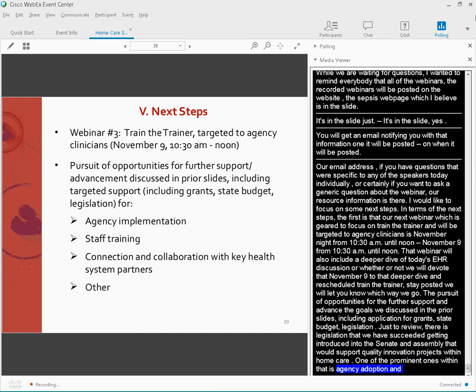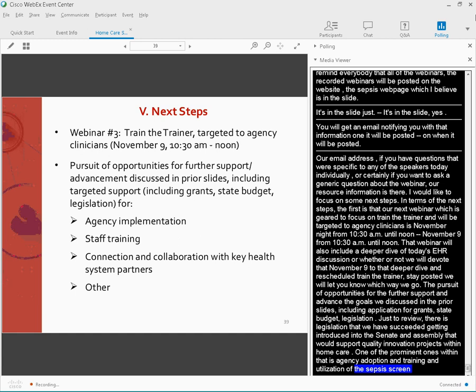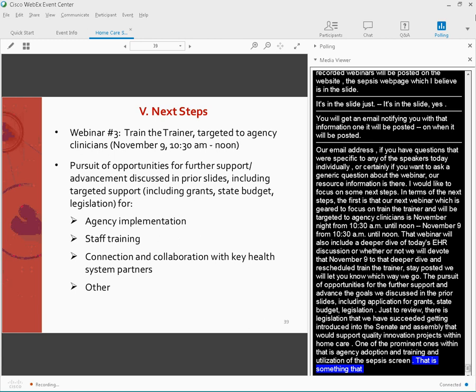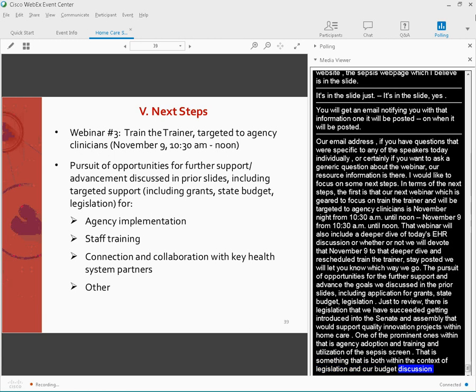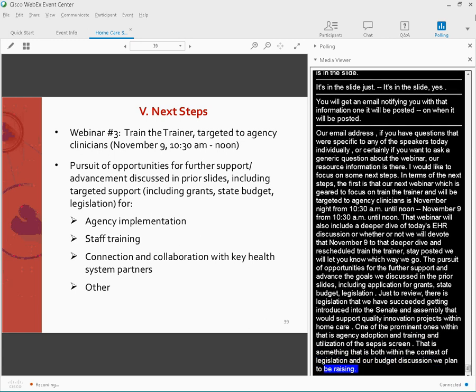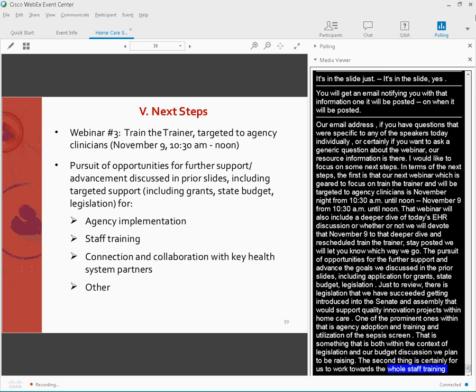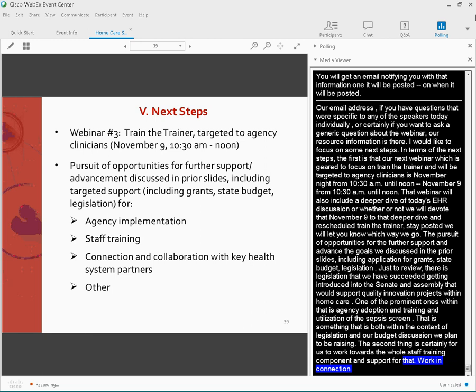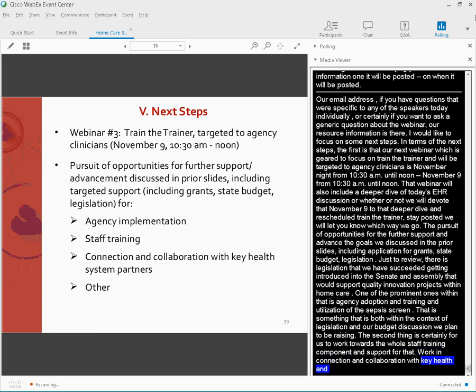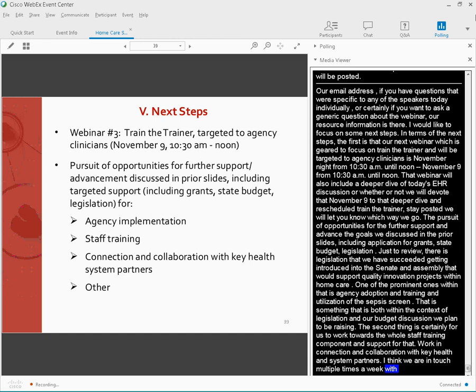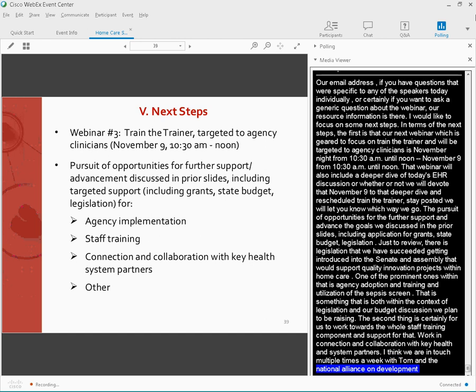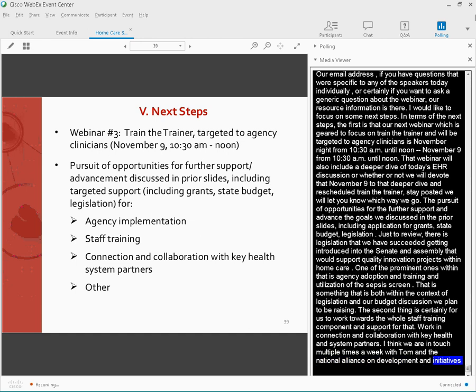So that is something that both within the context of legislation and in our budget discussions we plan to be raising. The second thing is certainly for us to work towards the whole staff training component and support for that. Work in connection and collaboration with key health and system partners. Just another point on that, I think we're in touch multiple times a week with Tom and the National Alliance on developments and initiatives that we can shape together to support this initiative.